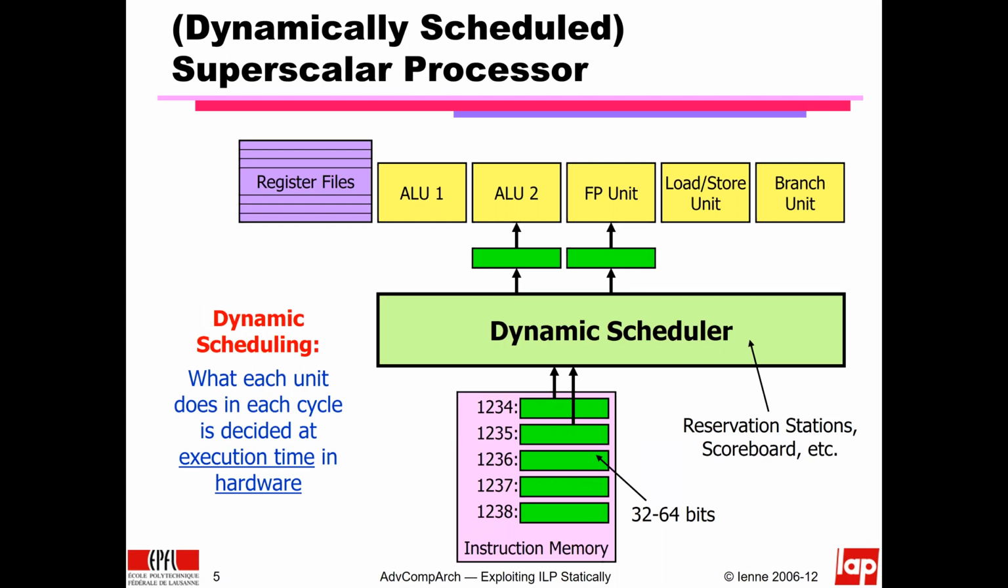So what is this box, the dynamic scheduler? What does it do? The only thing that it does, and maybe it's not only, but the thing that it does is to take one decision: when each instruction can be executed and where, on which unit.